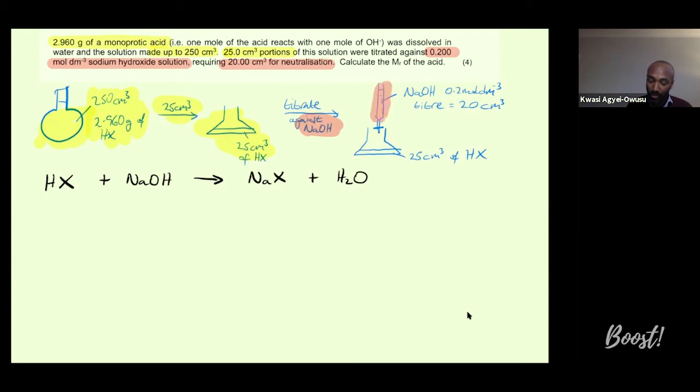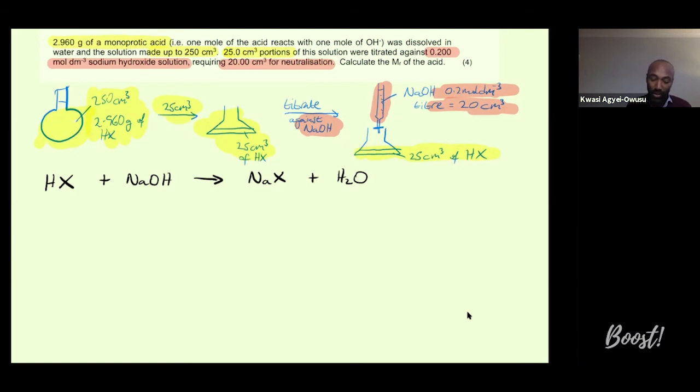Okay, so you've got sodium hydroxide in your burette, and it has a concentration of 0.2 moles per decimeter cubed, and we're told that our titre is 20 centimeters cubed. Okay, so that's my question turned into a series of simple diagrams to allow us to follow through on the steps being carried out in this neutralisation. Okay, so to complete my highlighting, I've got my HX in the conical flask shown in yellow again. Okay, so the first thing we can do is work out the number of moles.